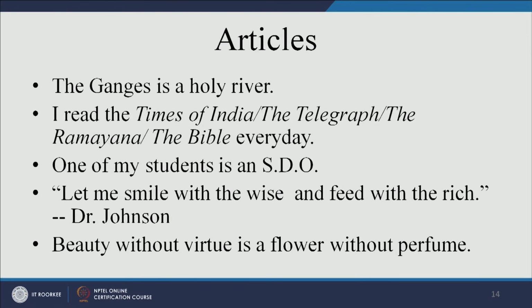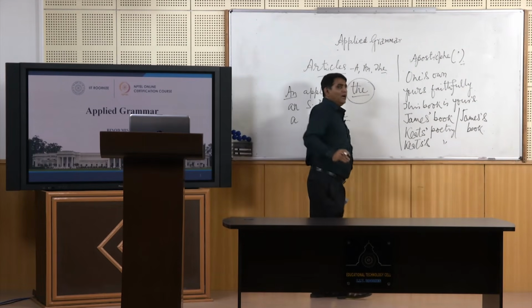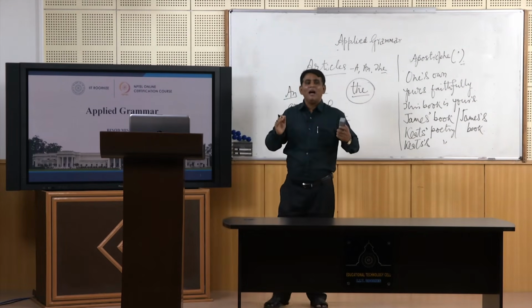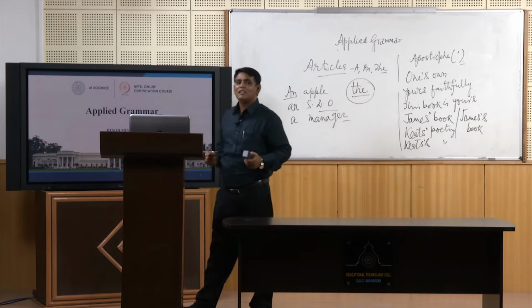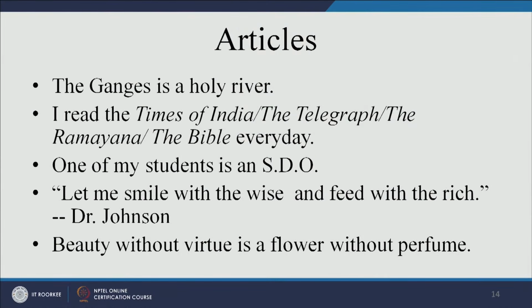Now, sometimes you will find when we use the, we have a sort of specification. For example, we say the rich are blessed. Now why the rich? So this rich there denotes a sort of class of rich people, so that is always taken in as plural. So the rich are. Now let us have a quote by Dr. Johnson where he says, "Let me smile with the wise and feed with the rich."